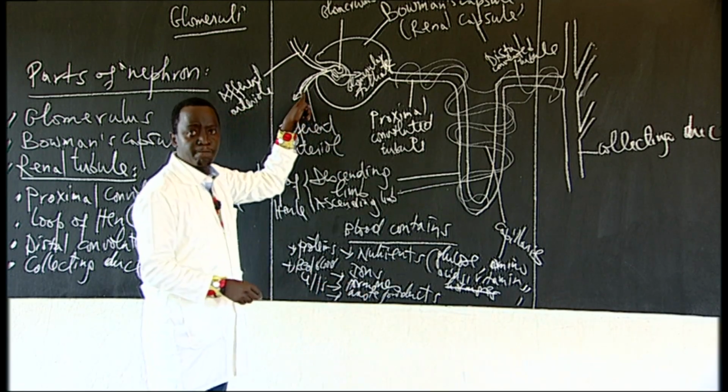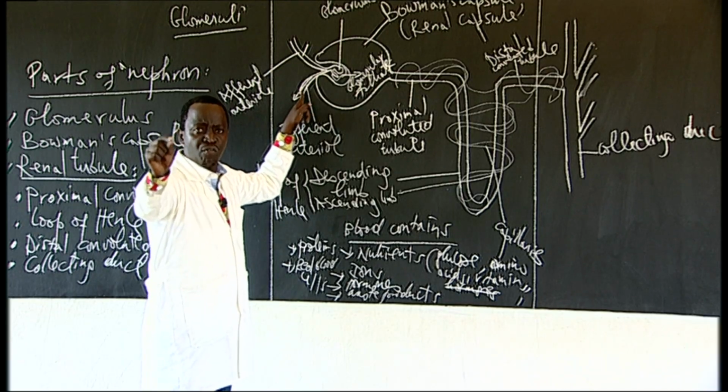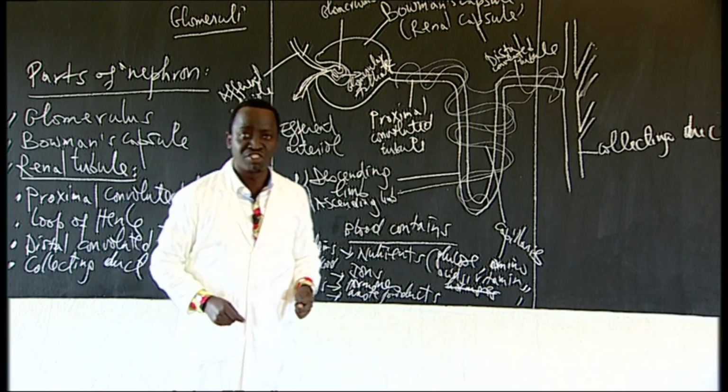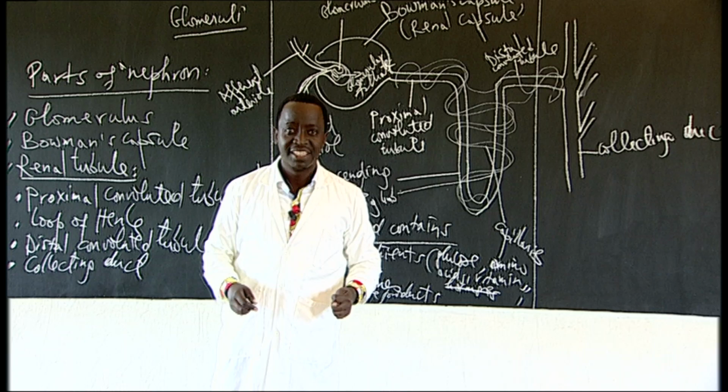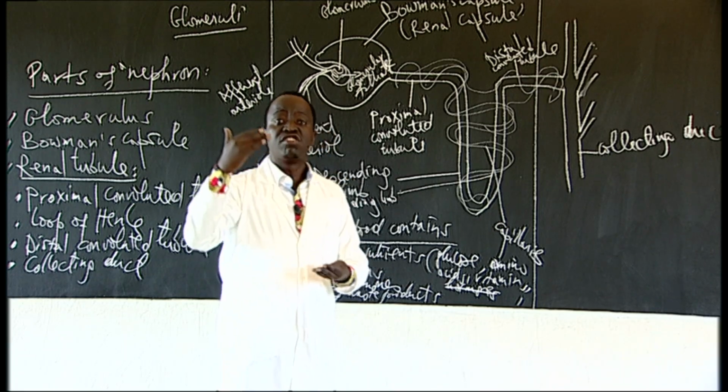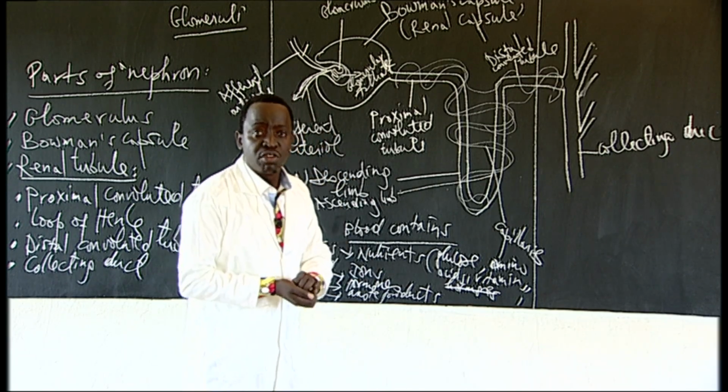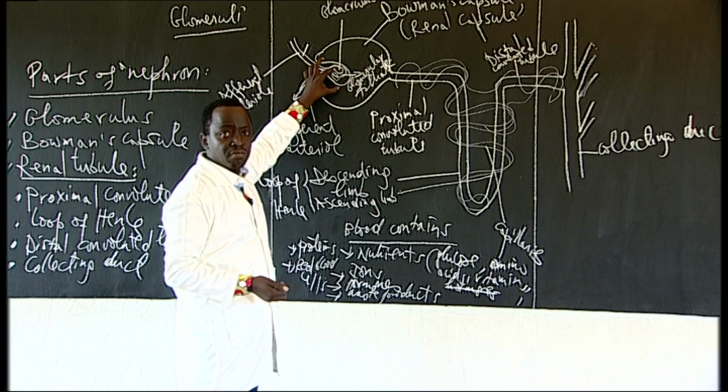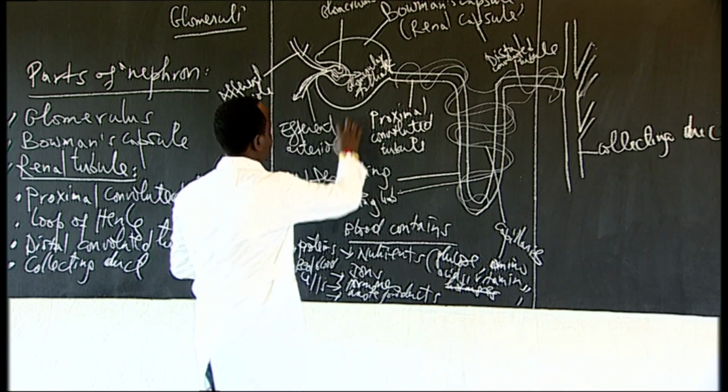They come here. So that is the first step of urine formation, urethral filtration. Are you getting something? Urethral filtration is when the blood comes into the glomerular on this side in the nephron, and then the smaller molecules pass.